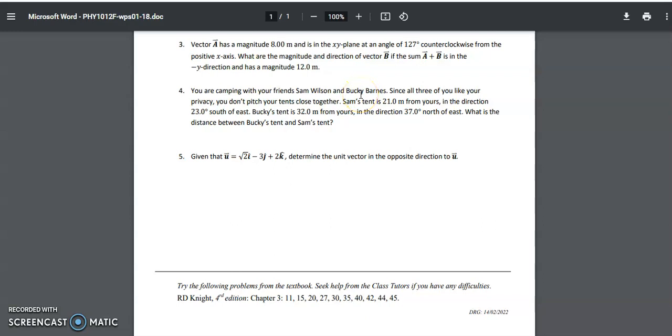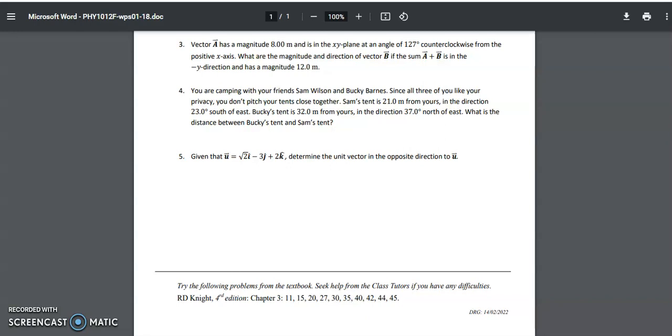Now on number 4, you are camping with your friends Sam and Bucky Barnes. Since all 3 of you like your privacy, you don't pitch your tents close together. Sam's tent is 21 meters from yours, in the direction 23 degrees south of east, and Bucky's tent is 32 meters from yours, in the direction 37 degrees north of east. What is the distance between your friends' tents, between Bucky and Sam's tent?